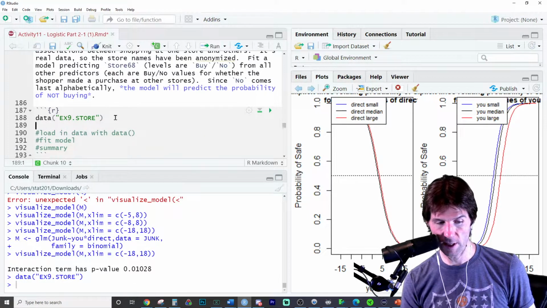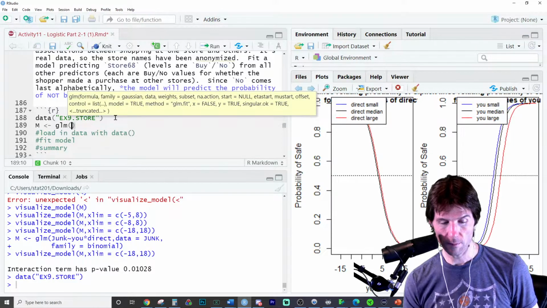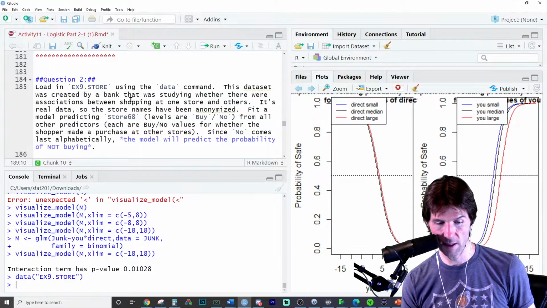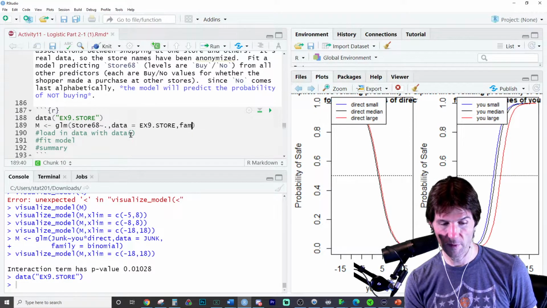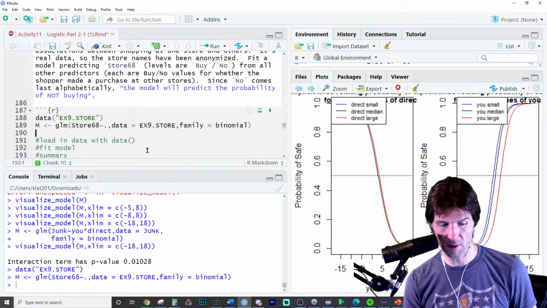There's the EX9 store data. And let's go here and predict. I think it said from all variables, right? From all other predictors. That means we're doing the twiddle dot, data equals EX9 store, and family equals binomial. And there it is right there. Now let's go ahead and summary the model.